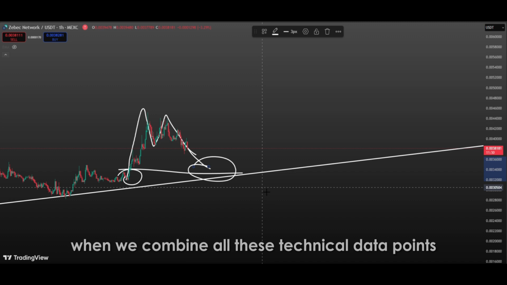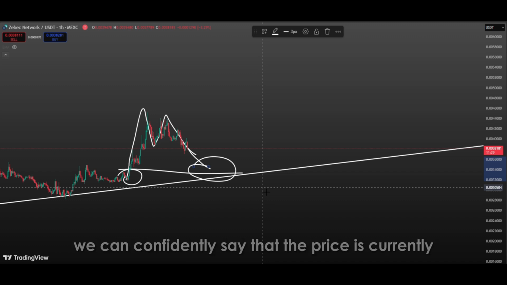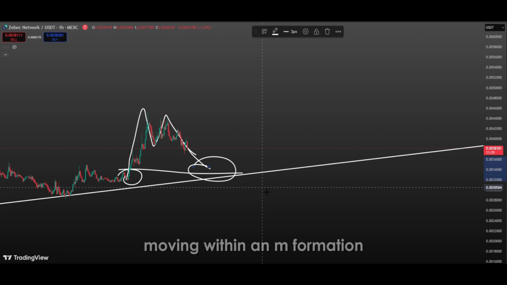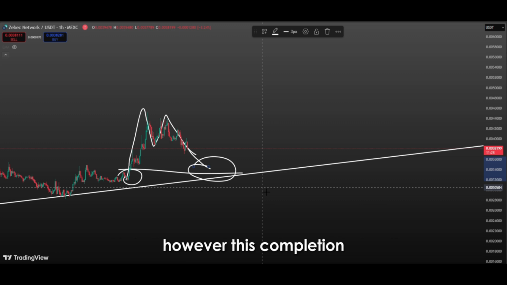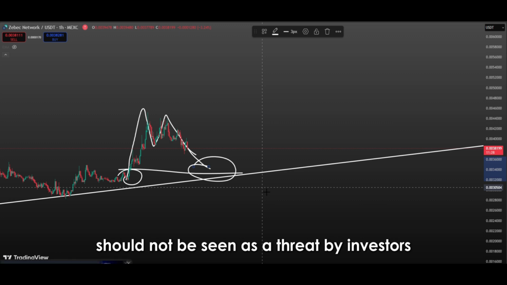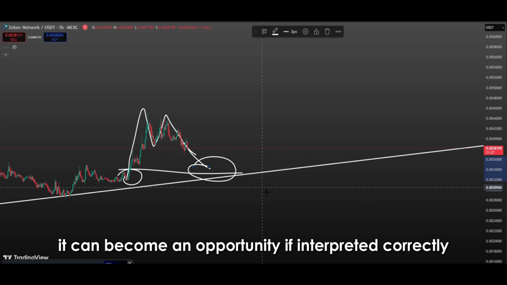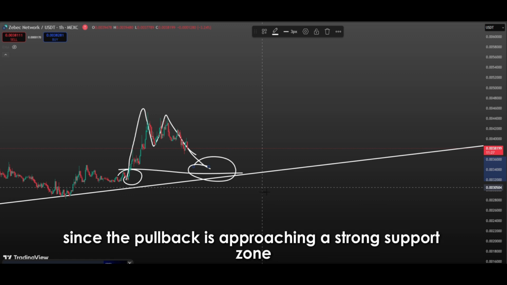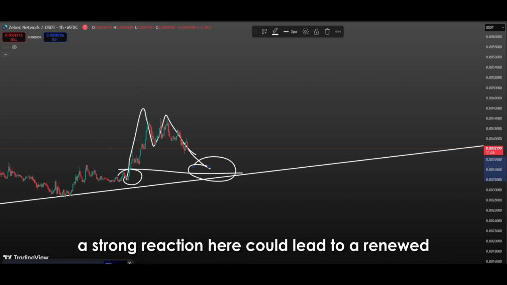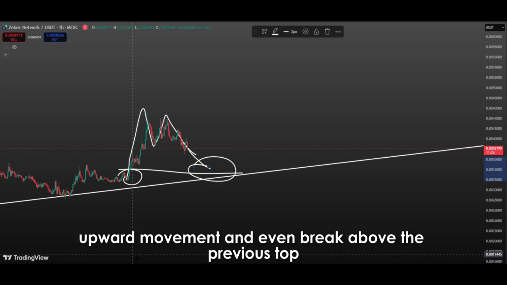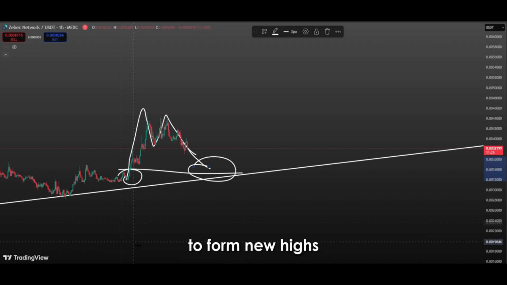When we combine all these technical data points, we can confidently say that the price is currently moving within an M formation and is in the completion phase of that pattern. However, this completion should not be seen as a threat by investors. It can become an opportunity if interpreted correctly. Since the pullback is approaching a strong support zone where the formation began, a strong reaction here could lead to a renewed upward movement and even break above the previous top to form new highs.